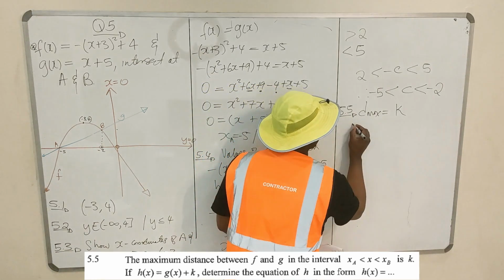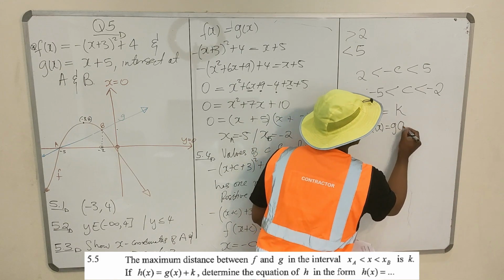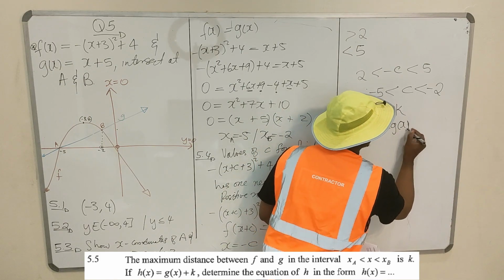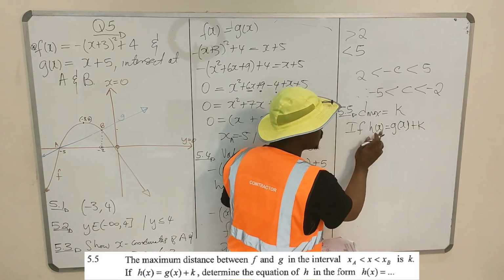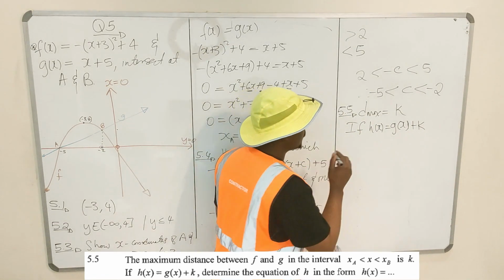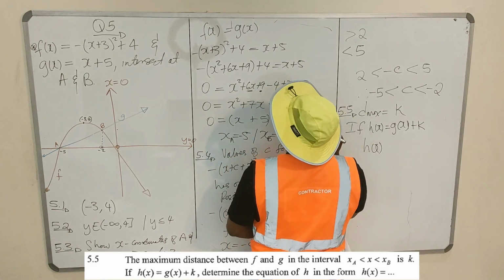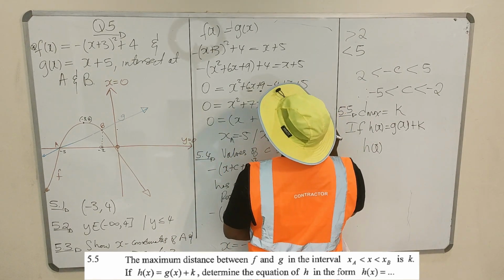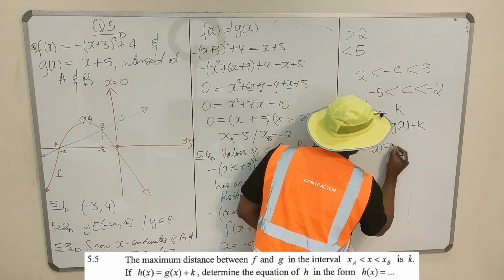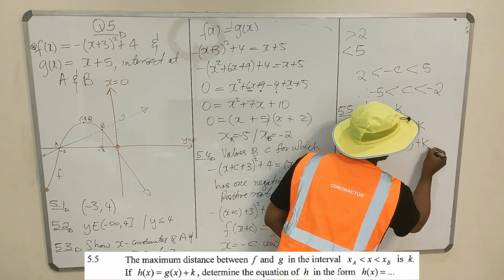So if h of x is equal to g of x plus k, they want you to find the full equation of this. Do you understand? So your h of x is equal to g of x. What was g of x? It was x plus 5. This is g of x. This is this part plus k.